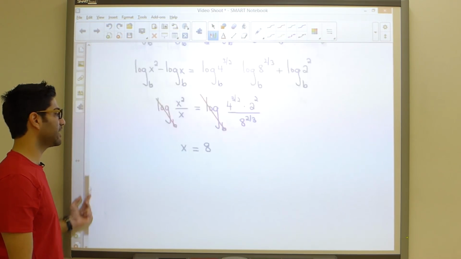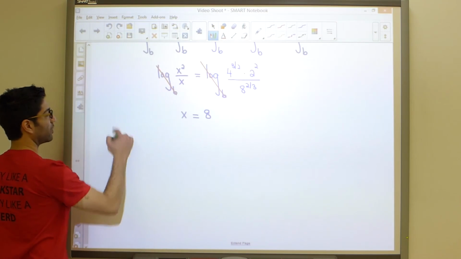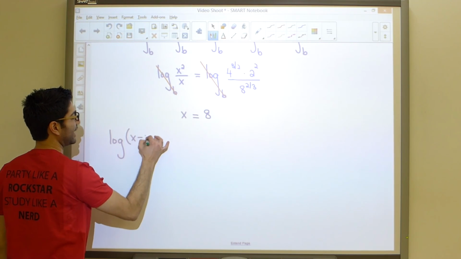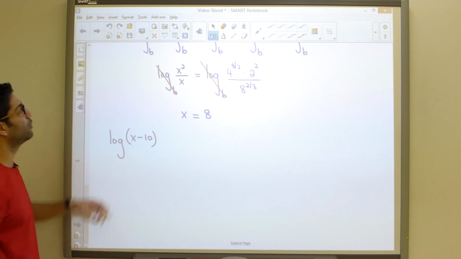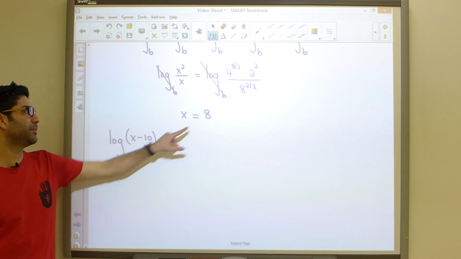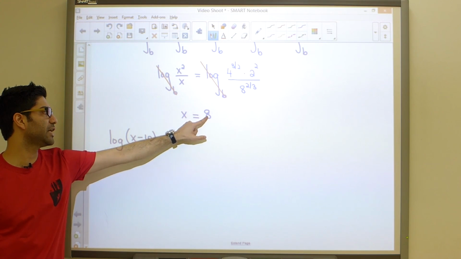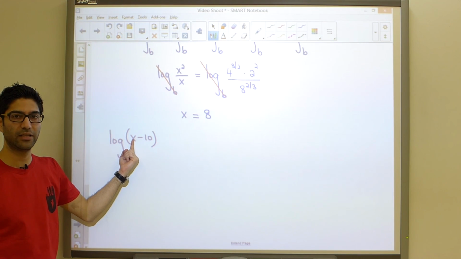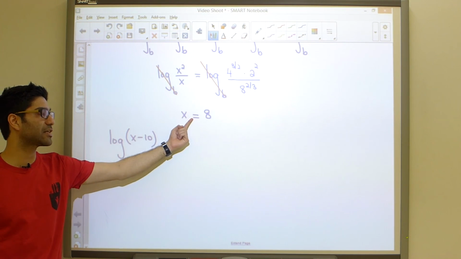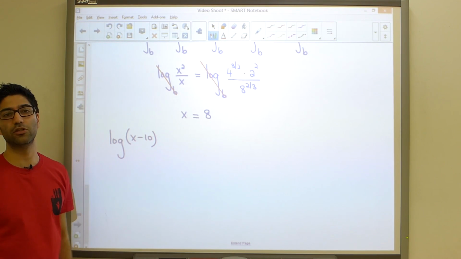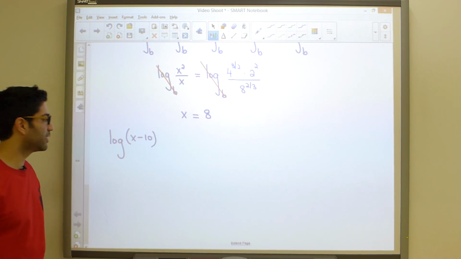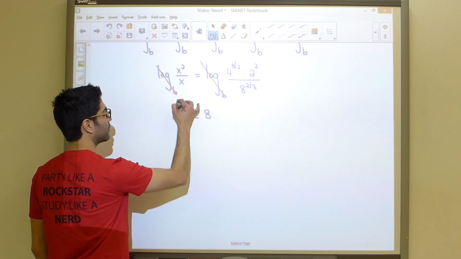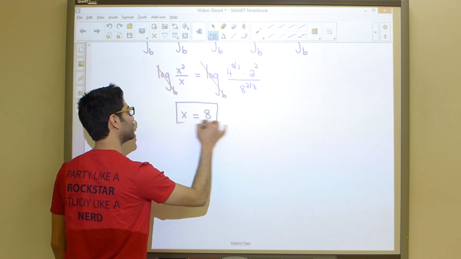But for argument's sake, let's just say one of the terms up there was log of x minus 10. And if that was part of our original problem and we got this answer, notice if you take this and plug it in, you get a negative value, and you can't have that. In that case, you would have had to reject this guy and state that there is no solution to the problem. But for us, that did not happen. The value we got here is the correct one, and that is the answer to this problem.